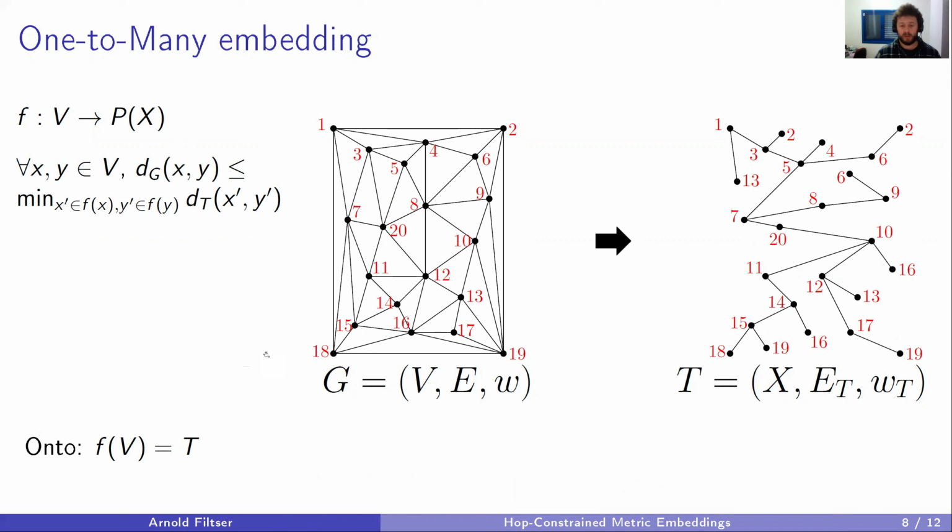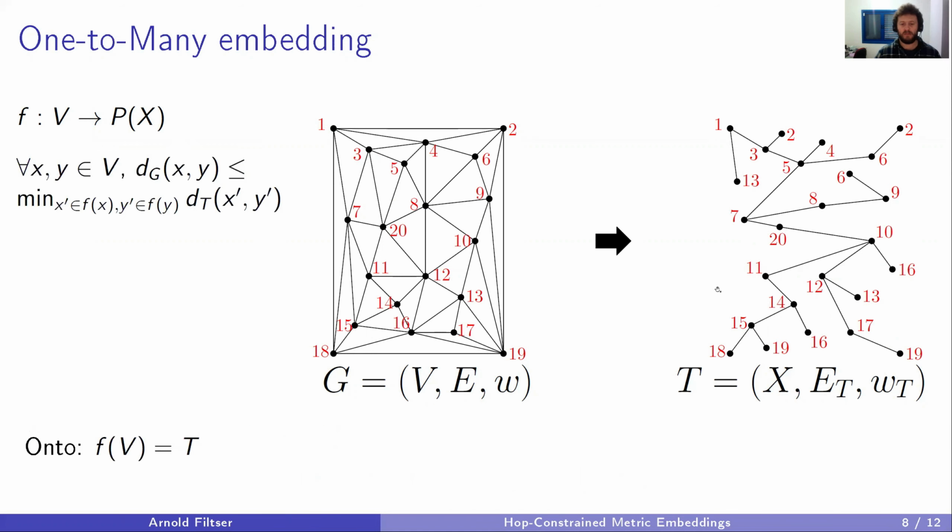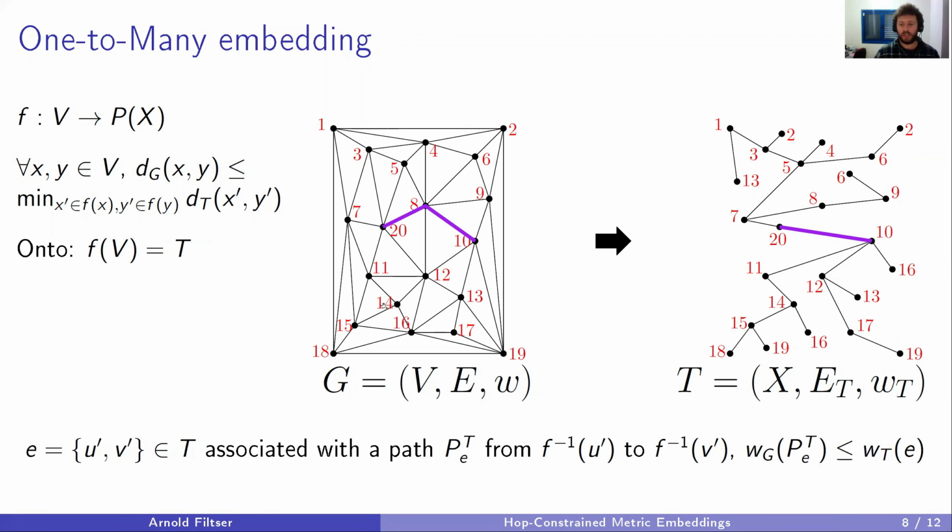This embedding should be onto. That is, all the vertices here are pre-images of some vertex, and every vertex has a non-empty image. You cannot map to an empty set. Each edge in the tree will have some associated path between the pre-images. So like 10 and 20 has some path associated with this edge. This edge has a simple path, a single edge, but this edge here, 113, has quite a long associated path.